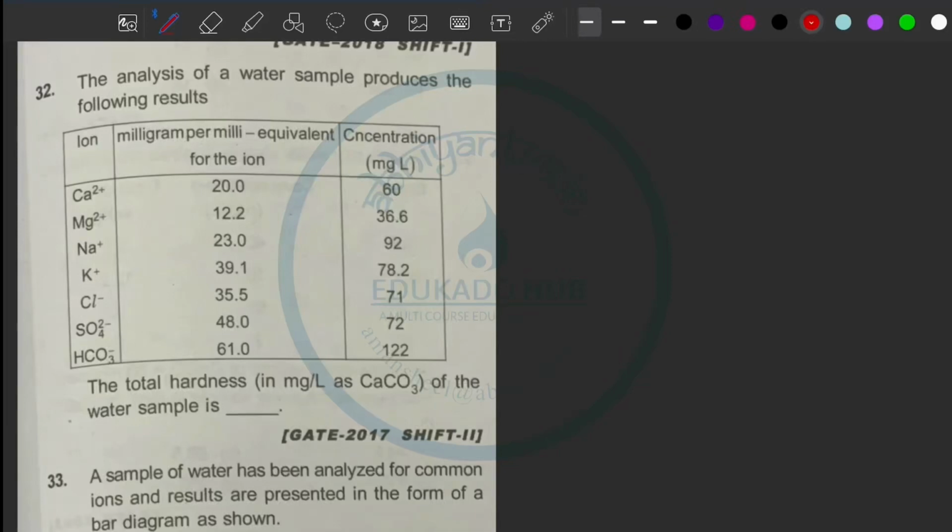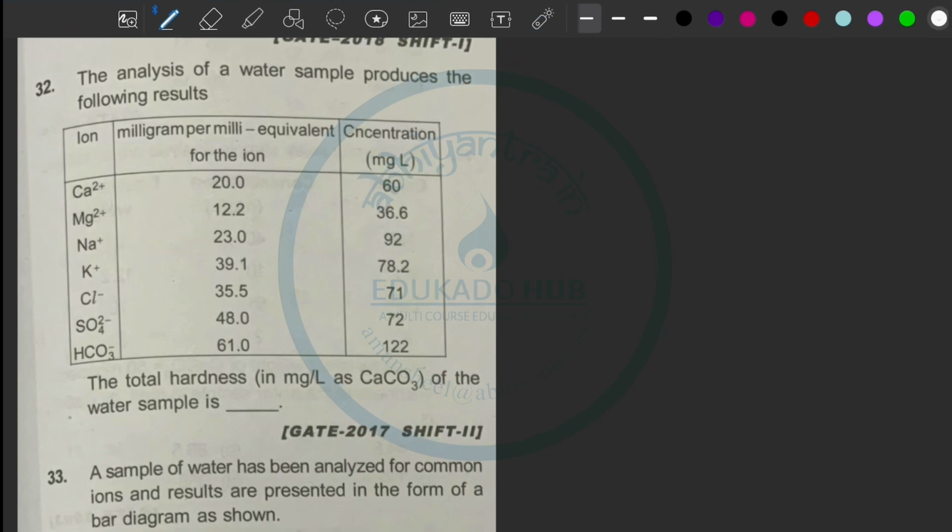Let's do question number 32, which is: the analysis of a water sample produces the following results. They have given calcium, magnesium, sodium, potassium, chloride, sulfate and bicarbonate. Find the total hardness of the water sample. We know that hardness is created by the multivalent cations. So the only multivalent cations in this question are calcium and magnesium. These two cations are single valency and these are anions. So hardness will be created by calcium and magnesium.